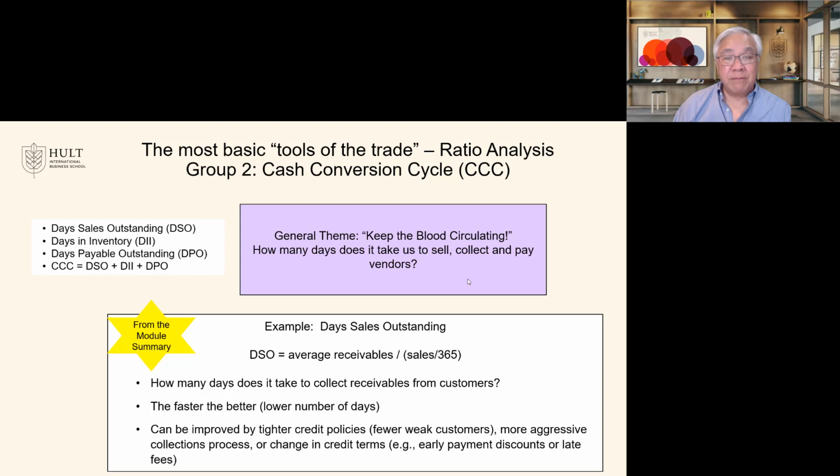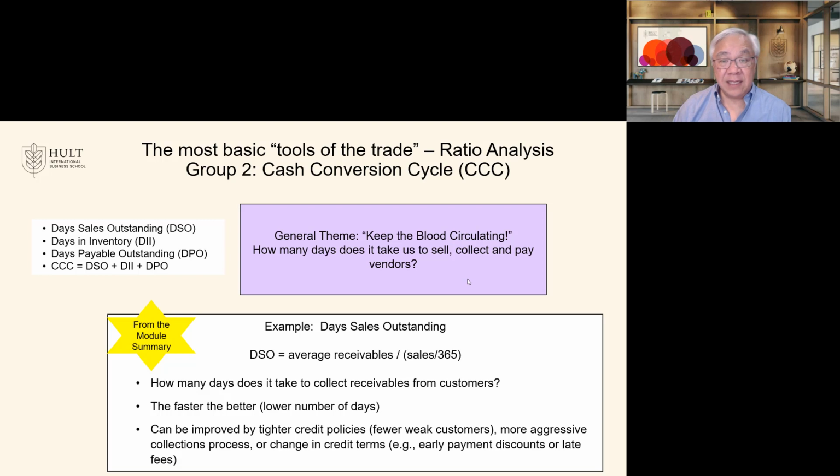What if we see a bad trend or we don't like the number? We can improve it by tightening our credit policies. Perhaps we're selling to weak customers that are either slow or no paying in their behavior. Or we could be more aggressive in our collection process, where we remind people to pay us, and when it's past due, we remind them even more forcefully that it's past due and they should pay us. Or we could change our credit terms to provide economic incentive for them to pay on time. Things such as a late fee if they don't pay on time, or even a discount if they pay early.